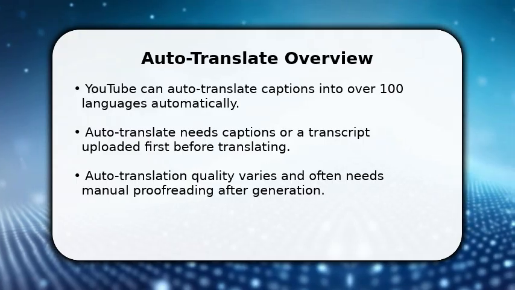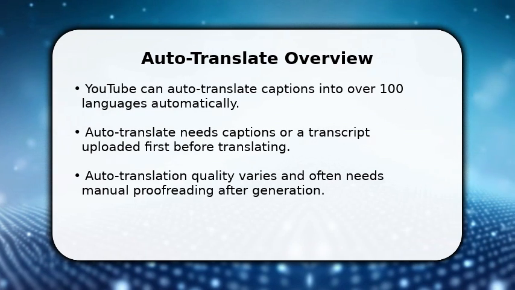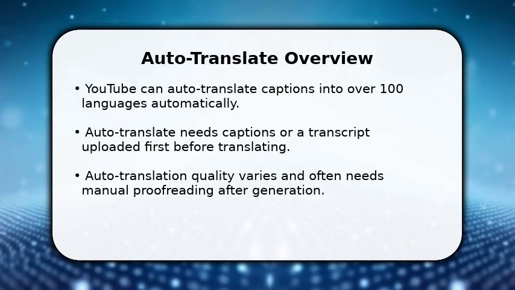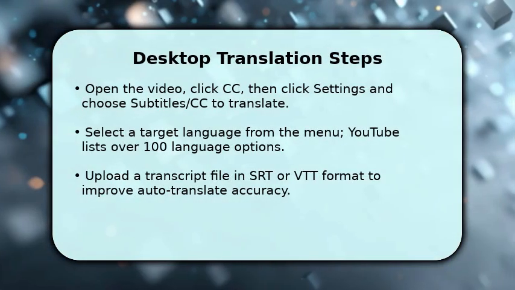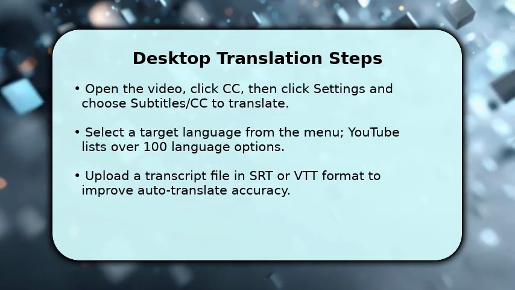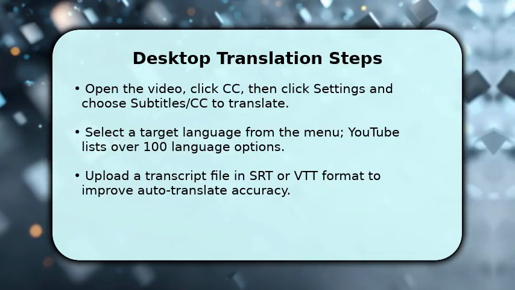Viewers can select the translated language from the CC menu during playback. Remember that automatic systems may make errors, so review translations when accuracy matters. On desktop, open the video and click the CC button to enable captions. Next, click the gear icon for settings and choose subtitles/CC to translate.